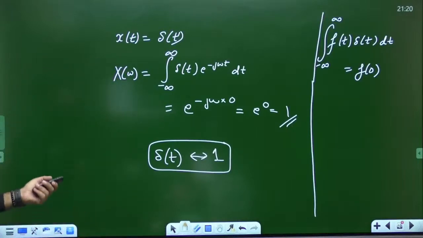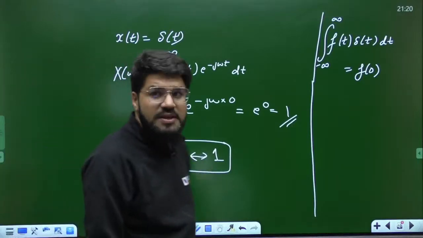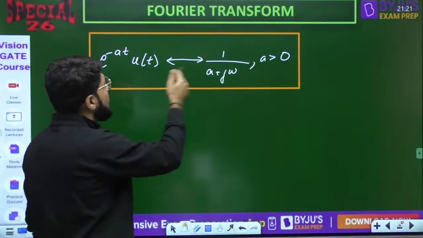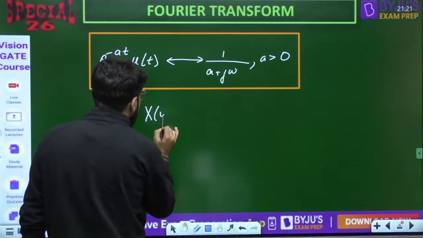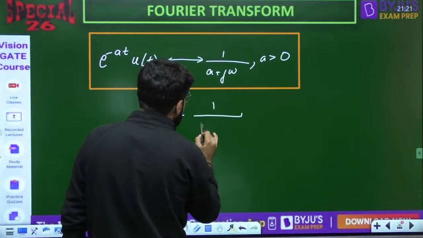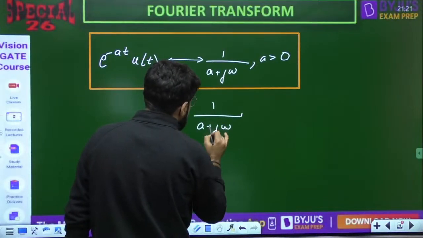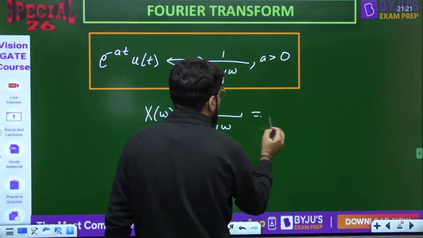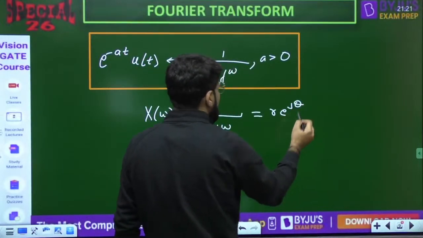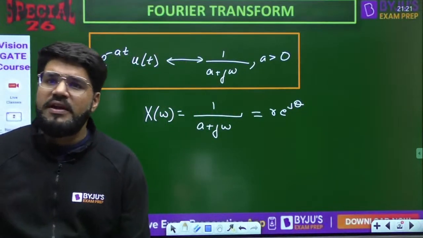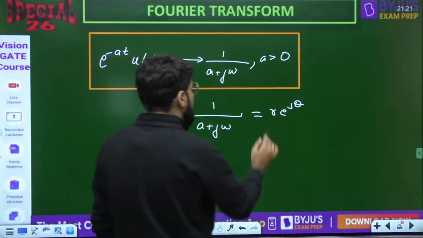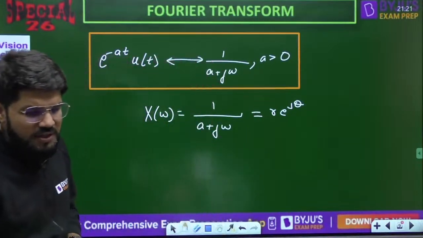Delta t has the Fourier transform 1. So some fundamental formulas we will summarize. Achha, at the same time, look into this Fourier transform of e power minus at ut. So I have a Fourier transform x omega, which is of course a complex function, and we can write every complex function in the form of r e power j theta, Euler's form. So what is the value of r then?